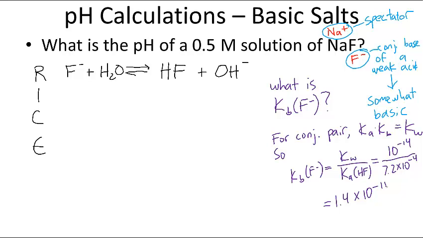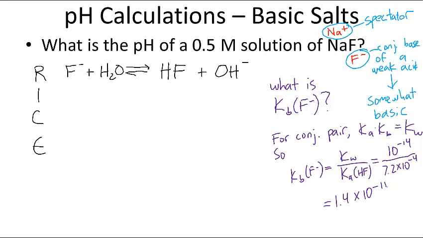So that's a really small Kb value. Our Kb values usually range from about 10 to the negative 3 to 10 to the negative 12 or something. This is on the really low end. So that means we shouldn't expect the solution to get very basic, but it's still going to get somewhat basic. All right, so I have my reaction. I have my K value.